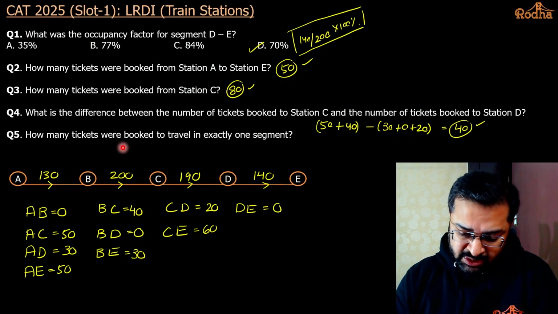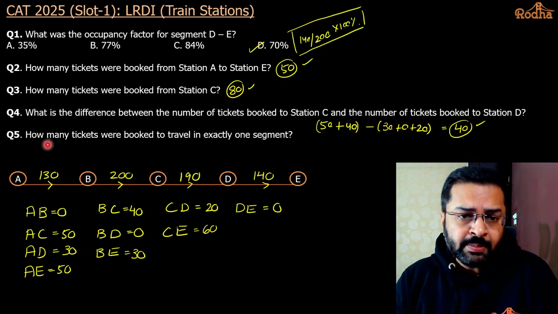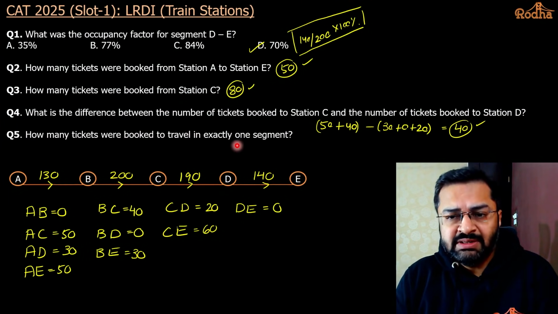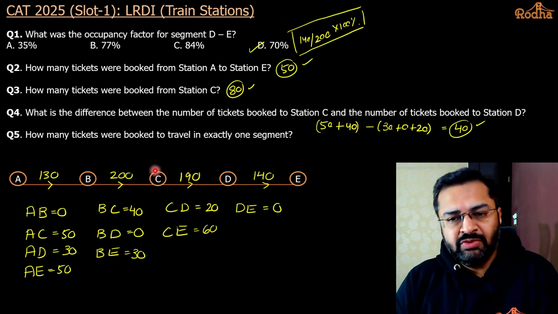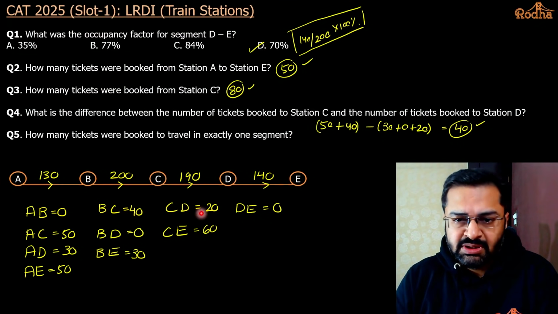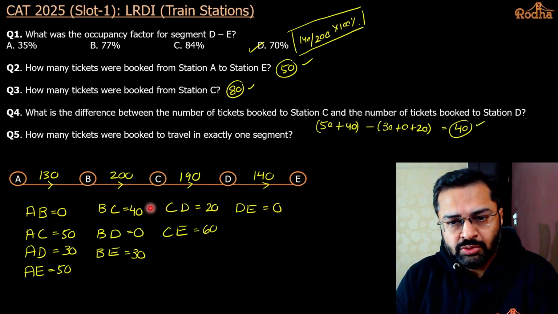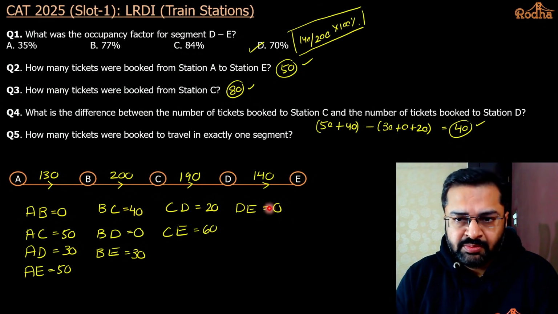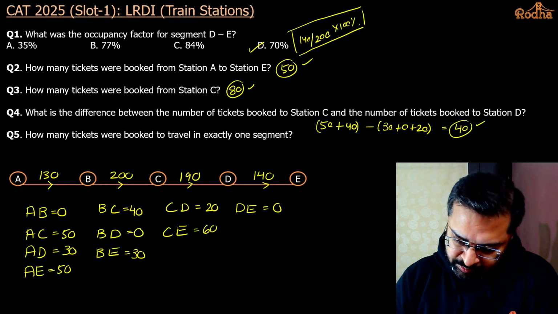Write this simple again. And the last question, how many tickets were booked to travel in exactly one segment? Again, that's very, very clearly visible here. One segment is this, A, B, B, C, C, D, D. So you have to sum them up. How much is this? 0, 40, 20, 0. So 40 plus 20 basically. So this is 60.